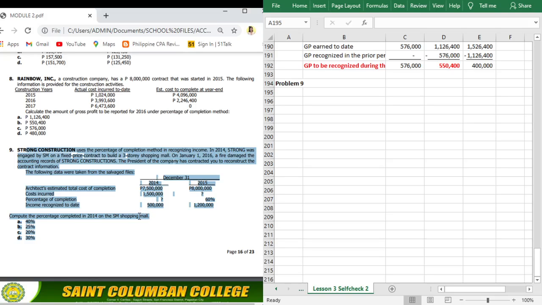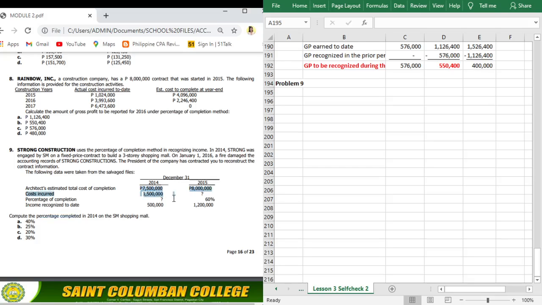Dili na kayo ni siya complex. So, even though dili ta magbuhat og table, makuha na dayon nato diretso ang answer, no? Ngano kaha? Because pangutana na percentage completed. How do we compute the percentage of completion during 2014? That is the actual cost divided by the total estimated cost.